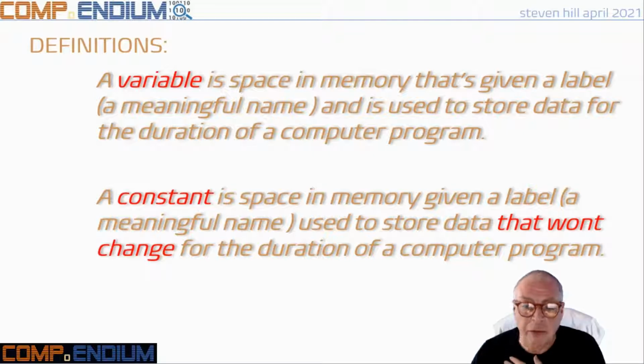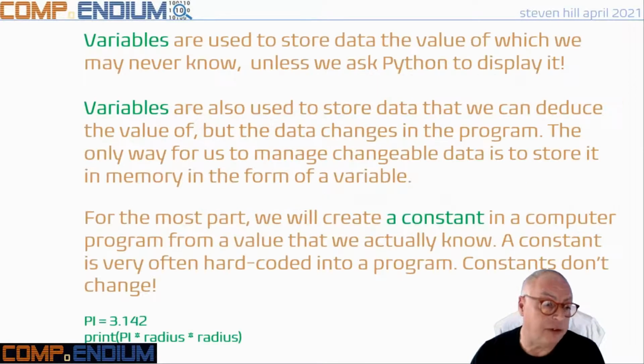So why do we need to have variables and why do we need to have constants? Well, let's give a couple of examples of where we need to use variables. Variables can be used to store data, the value of which we actually have no idea about, unless we ask Python to display it for us. Why on earth would we want to write a computer program where we have no idea what the value of the actual data is? Well, in actual fact, it may be a necessity that we don't know what the value of the data is that we're asking the computer to process. It may be security, for example, that we don't have sight of that data.